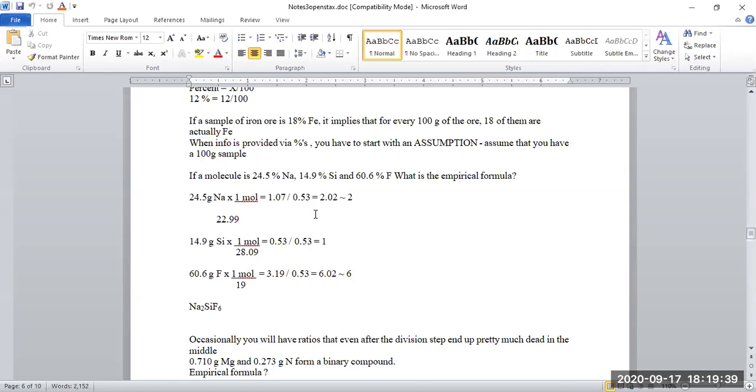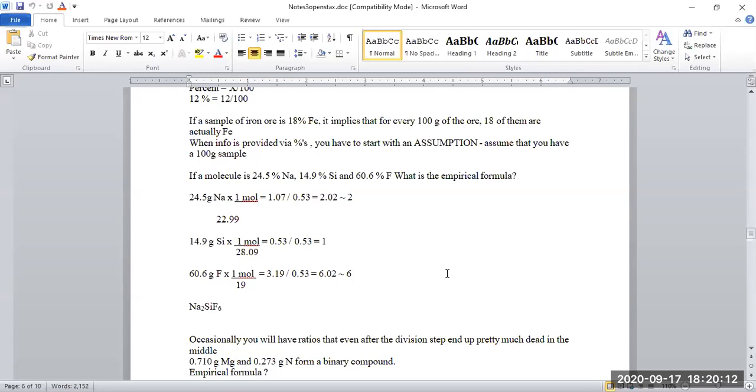Pick your smallest one, because I've got 3 elements, so I can't just do a 1-to-1 ratio. I got to pick my smallest one, which in this case was my silicon. Divide each of these by 0.53. And again, I gave you slightly imperfect data. You get 2.02 for the sodium and 6.02 for the fluorine, which I then rounded to give me 2 and 6.